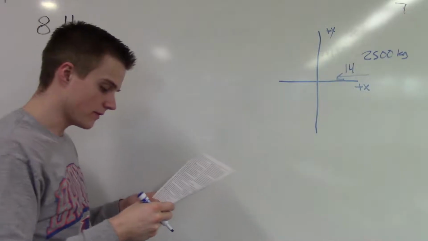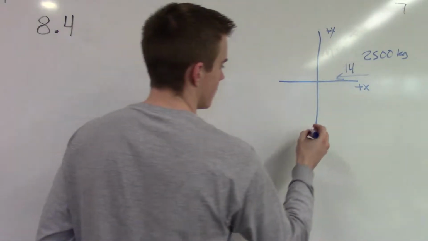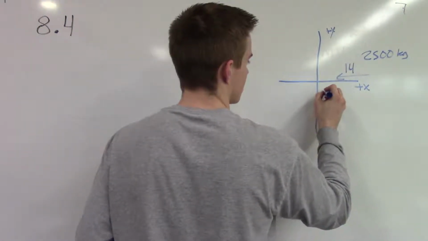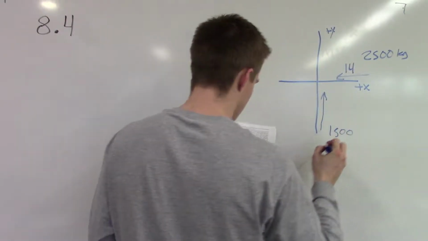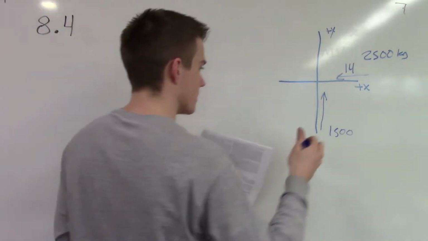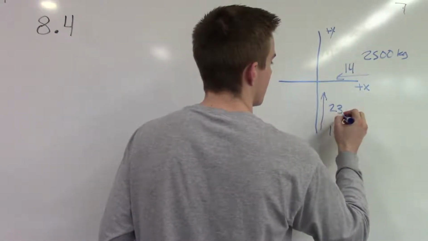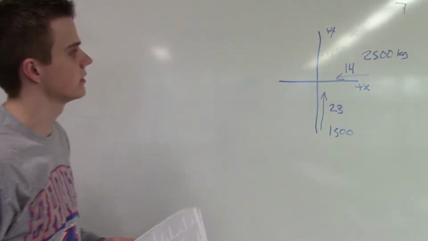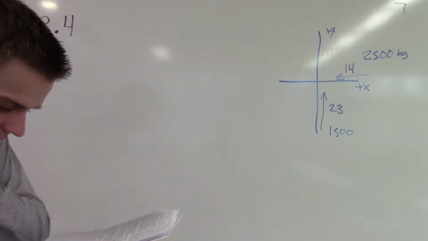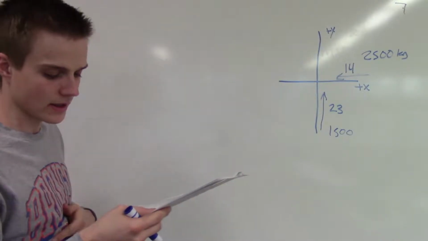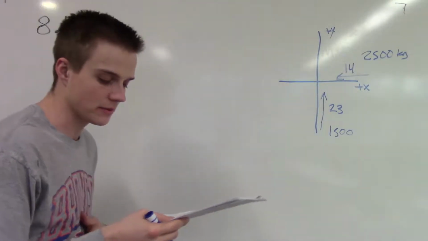The other is a 1,500 kilogram sedan, coming from south to north. So it's 1,500 kilograms, traveling at 23 meters per second, in the positive y direction. So the two vehicles are traveling towards the intersection, and part A says, find the x and y components of the net momentum of this system.